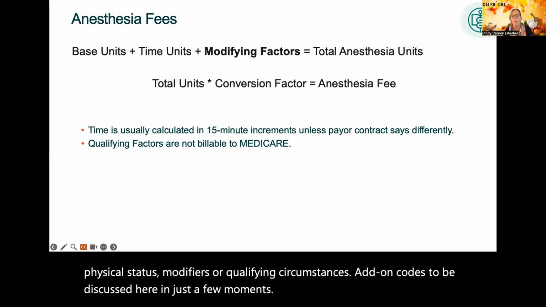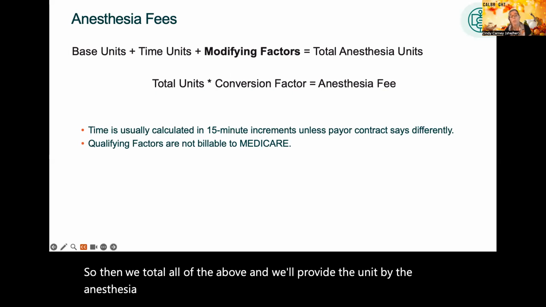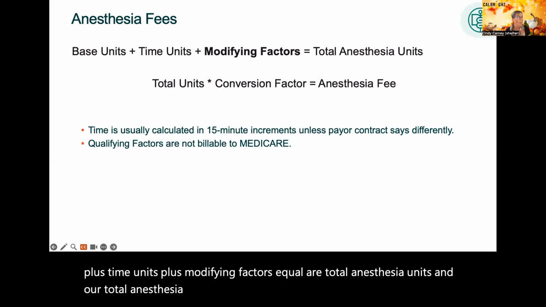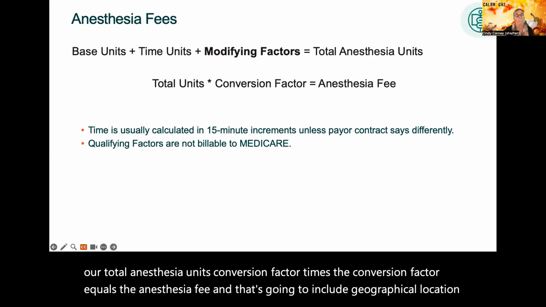So then we total all of the above and multiply the units by the anesthesia conversion factor, which totals the anesthesia fee. So base units plus time units plus modifying factors equal our total anesthesia units, and our total anesthesia units times the conversion factor equals the anesthesia fee, and that's going to include geographical location and all of that.